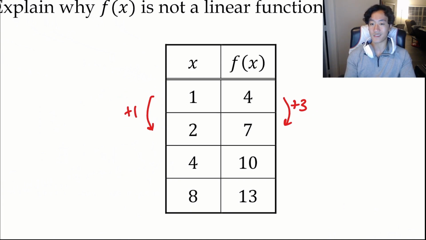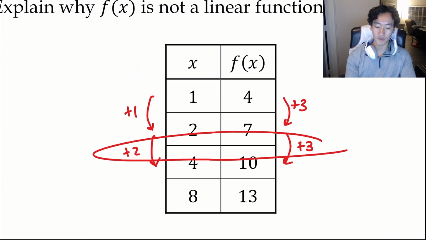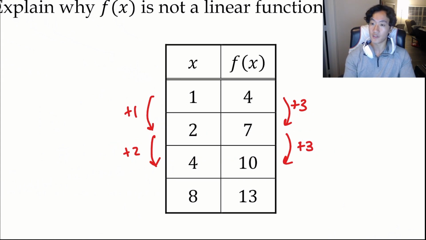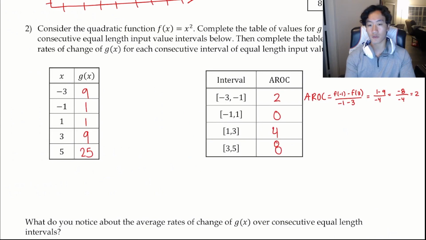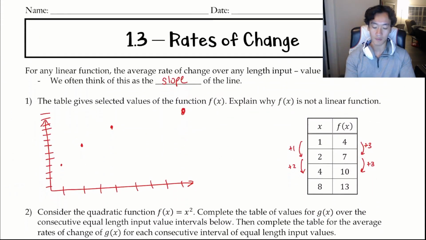Hopefully that slope stays consistent if I want to be considered linear. As we compare the next interval, from 2 to 4, I have plus 2 and plus 3 again. This time we have 3 over 2, and that's not the same slope as the one we had a moment ago. So that alone contradicts this being a linear function. Those are two good ways to approach it, but we'll see a better way pretty soon.